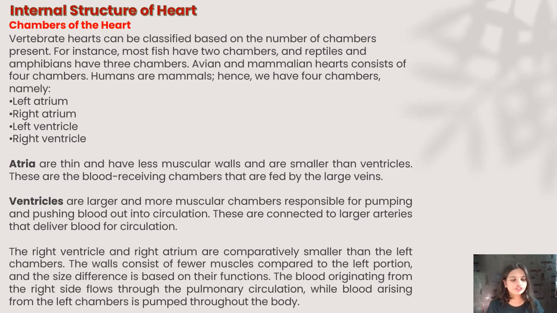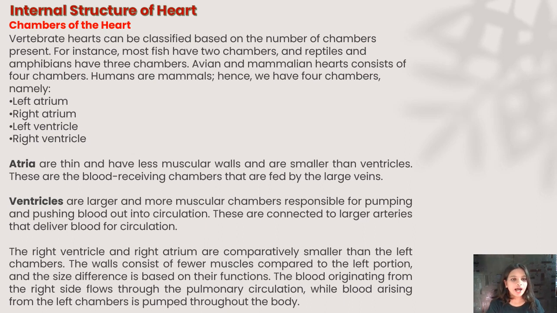And internal structure of the heart. Let us see the chambers of the heart. Vertebrate hearts can be classified based on the number of chambers present. For instance, most fish have two chambers, and reptiles and amphibians have three chambers. Avian and mammalian hearts consist of four chambers, and humans are mammals, hence we have four chambers. They are left atrium, right atrium, left ventricle, and right ventricle.